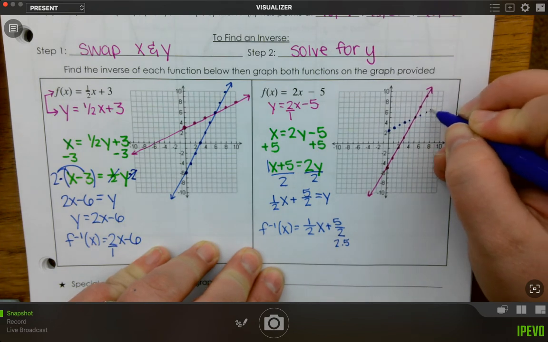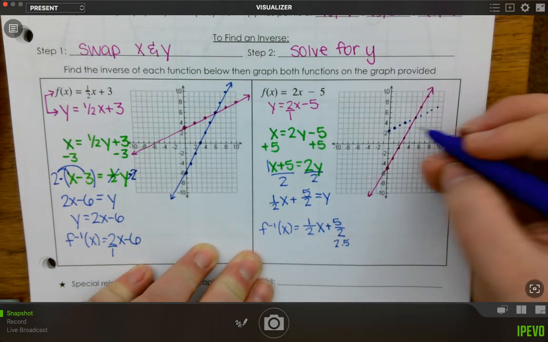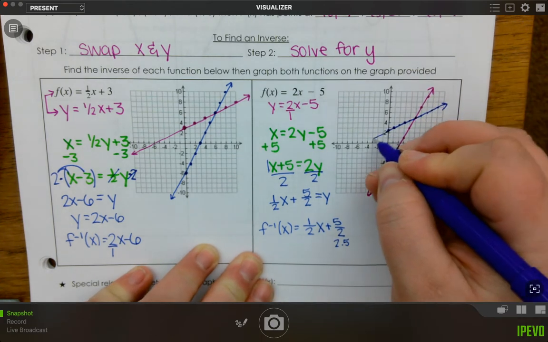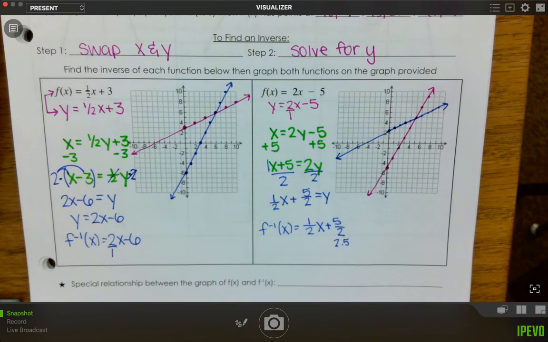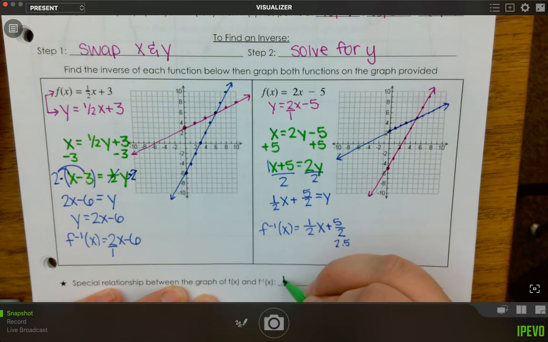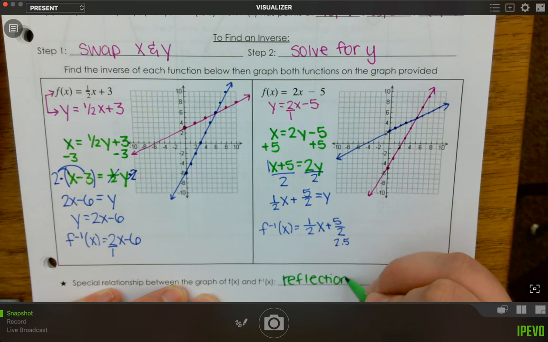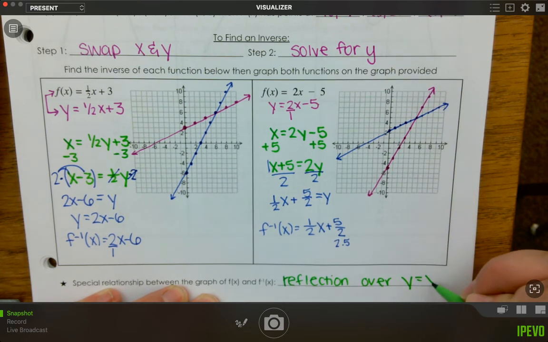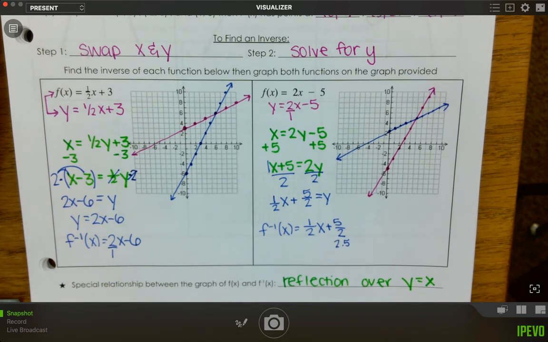Just realize that every other point, if you keep going up 1/2, will be on a corner instead of 1/2. Just like that. Now, you'll notice that there's a little bit of a pattern going on here. There is a special relationship between the graph of f of x and the inverse. It is a reflection over the line y equals x, which I'm going to go draw.